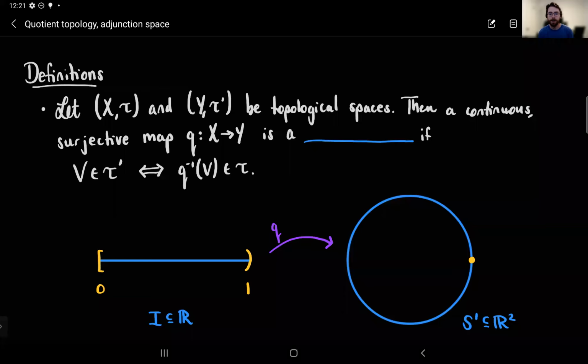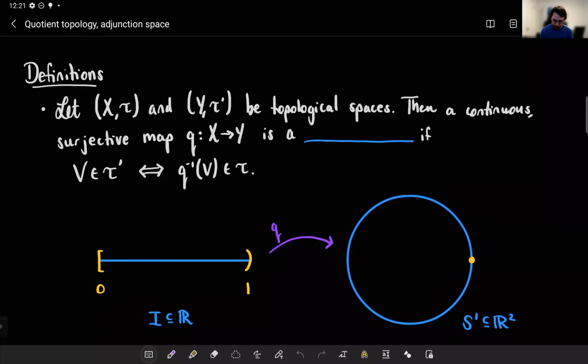Now we get to talk about a topologist's bread and butter, namely quotient spaces. They can be a bit intimidating at first, but they are absolutely beautiful once you understand them. So the first definition is the definition of what's called a quotient map.